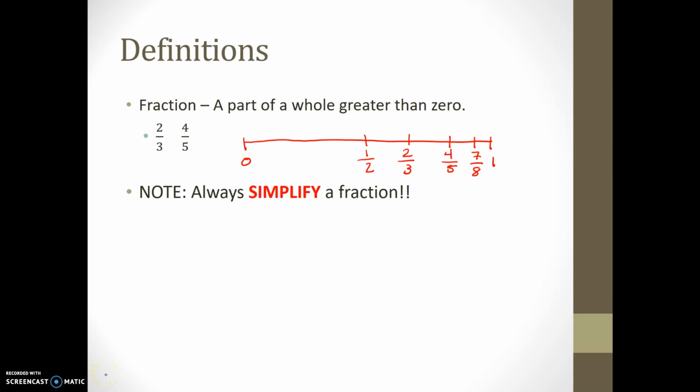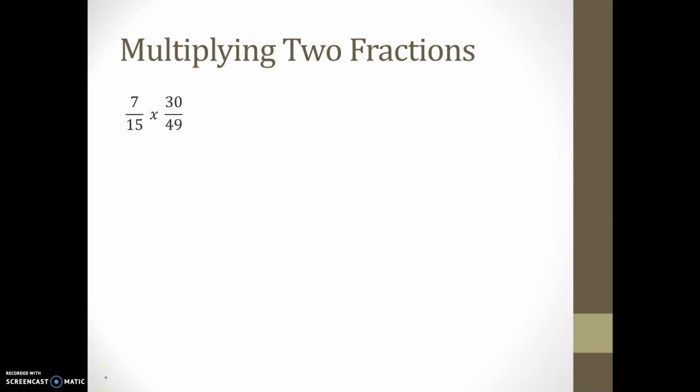All right, let's run through a couple examples. The first one you have on your page is 7/15 times 30/49. Looking at this, I can see that I can cross-cancel with my 7 and 49. I'll divide both by 7 and put a 1 up there and then a 7 down here. And then I can cross-cancel my 15 and 30 and divide both by 15. So I'll put a 1 there.